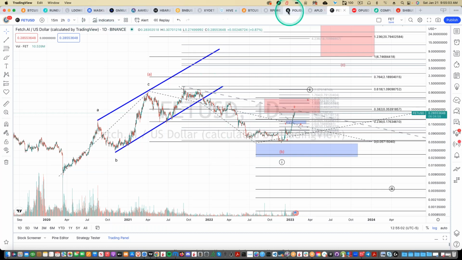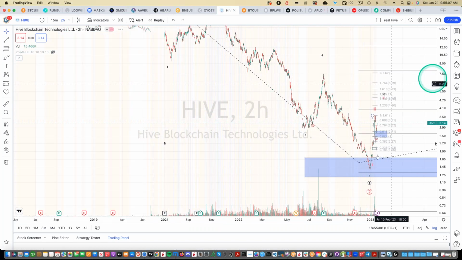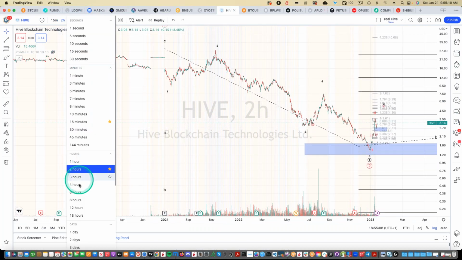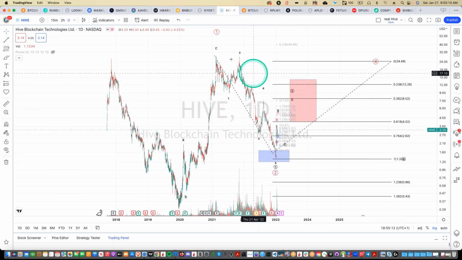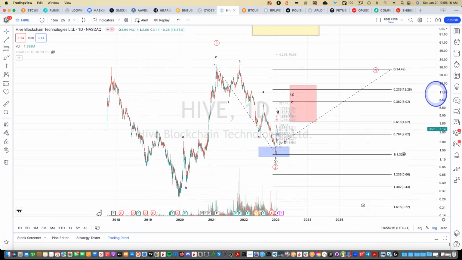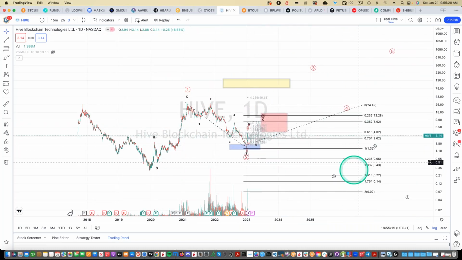Hive, again, I maintain that this has had 5 down after 3 waves. Let me go on the long-term chart. So 3-wave top in 2021, 5 waves down. That is very bearish.